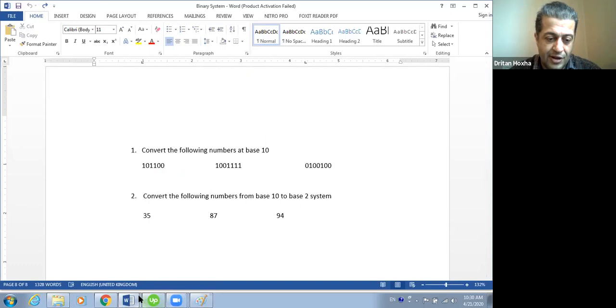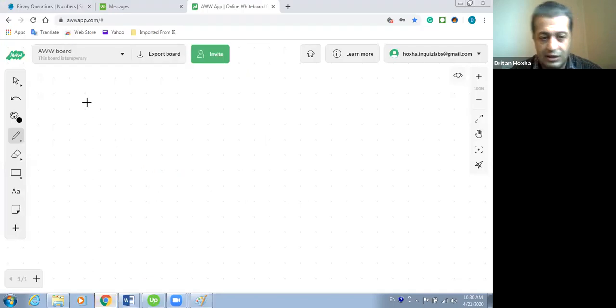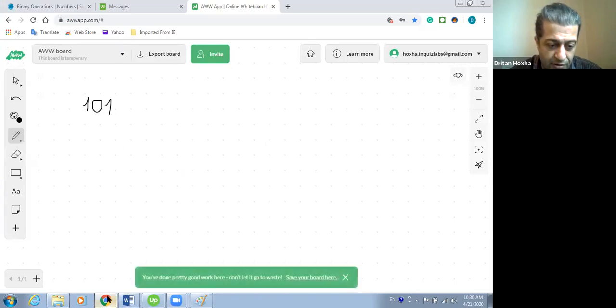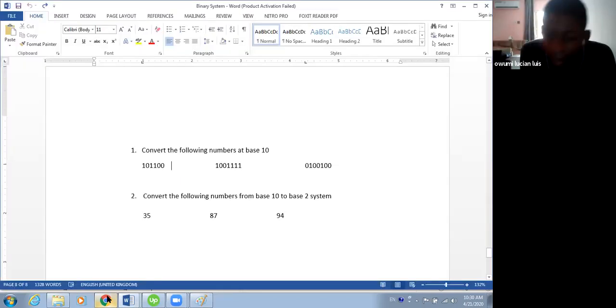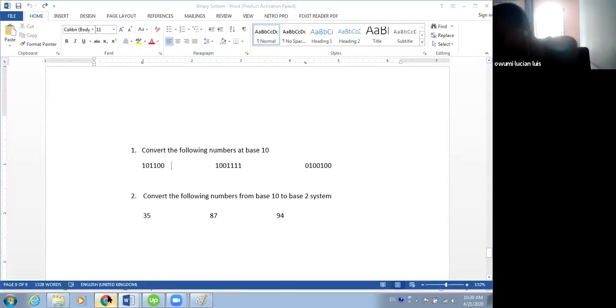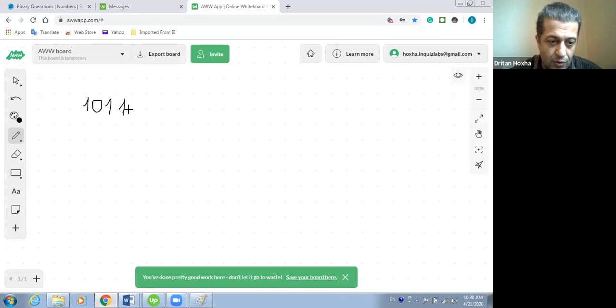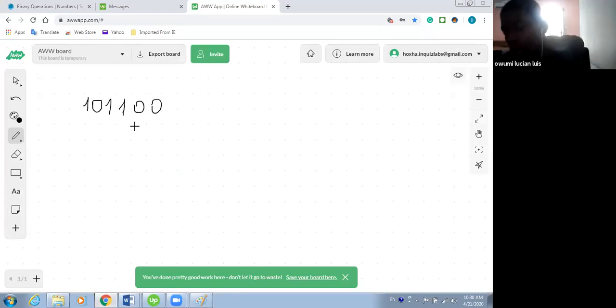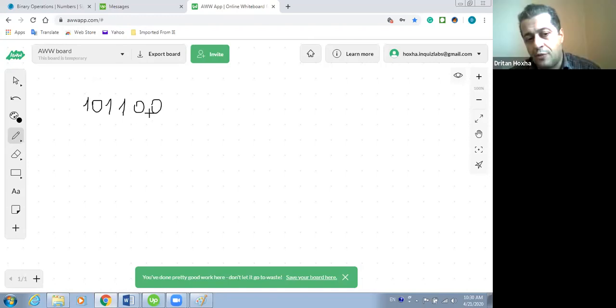I will write it down here on the whiteboard: 101100. Am I right? Yes. Let's try only one from here and one from the reverse, not all the exercises. We are checking only the first one, converting it into base 10.